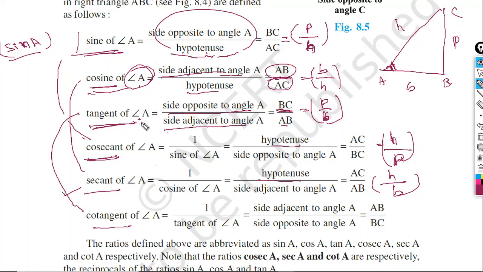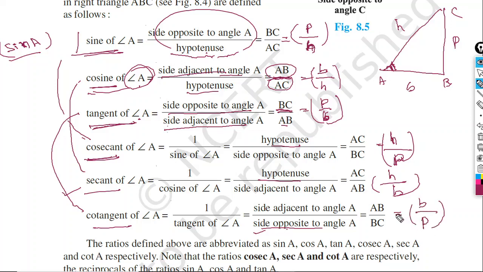So tangent was side opposite of angle A divided by side adjacent of angle A. Now cotangent will be the opposite, that means 1 by tangent of angle A. That means the side adjacent of angle A will move to the numerator, and side opposite of angle A will move to the denominator. That is what we have written. So in the denominator we have side opposite of angle A, and in the numerator side adjacent of angle A. So here we have written that will be AB by BC, which is equal to, you can look at the figure, AB is your B divided by P.